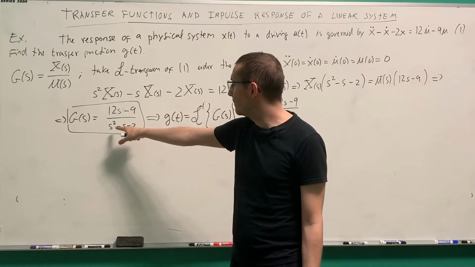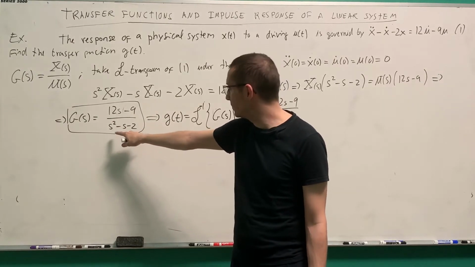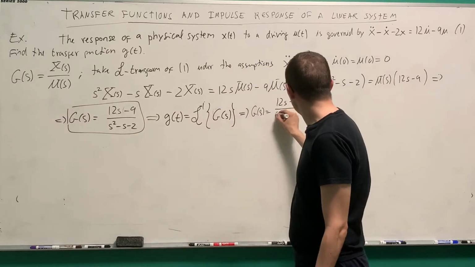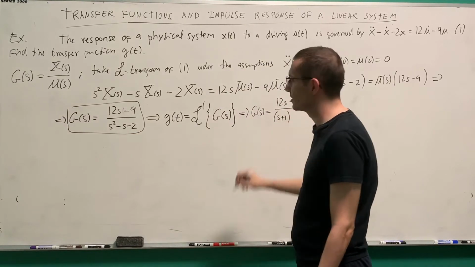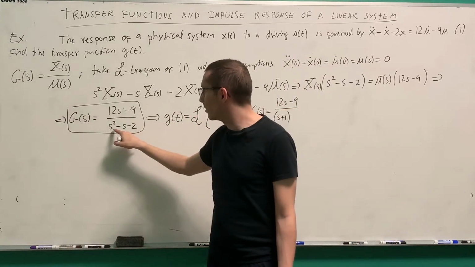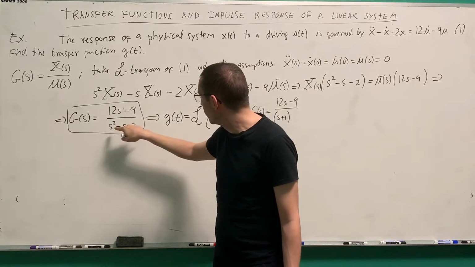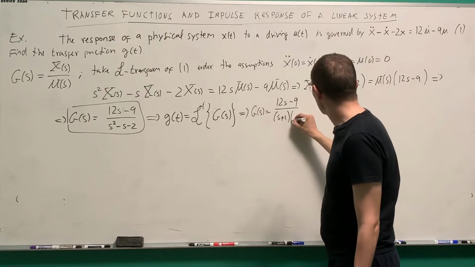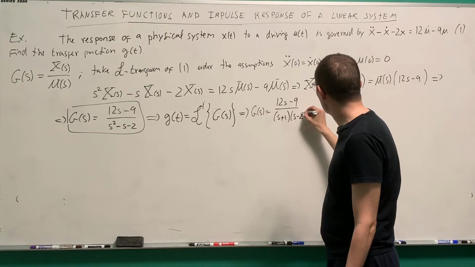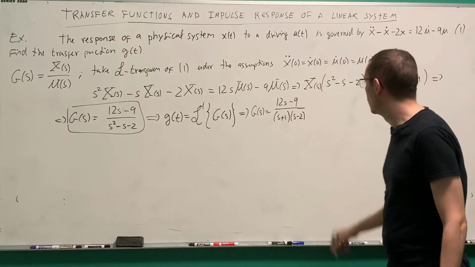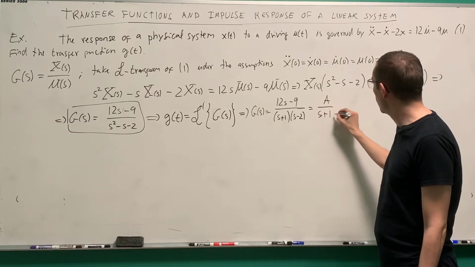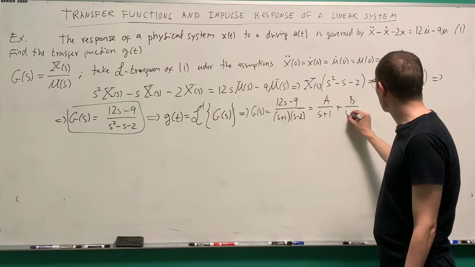You can quickly see that negative 1 is a root. 1 squared is 1, minus 1 is 2, minus 2 is 0. So s plus 1, because minus 1 is a root. And the other one is positive 2, because 2 squared is 4, minus 2 is 2, minus 2 is 0. So s minus 2 is the other factor. Okay, cool. So that means that I have two simple fractions, a over s plus 1 plus b over s minus 2.